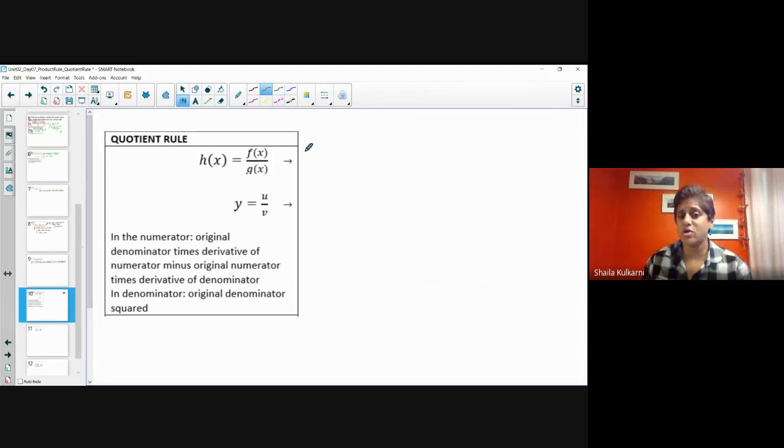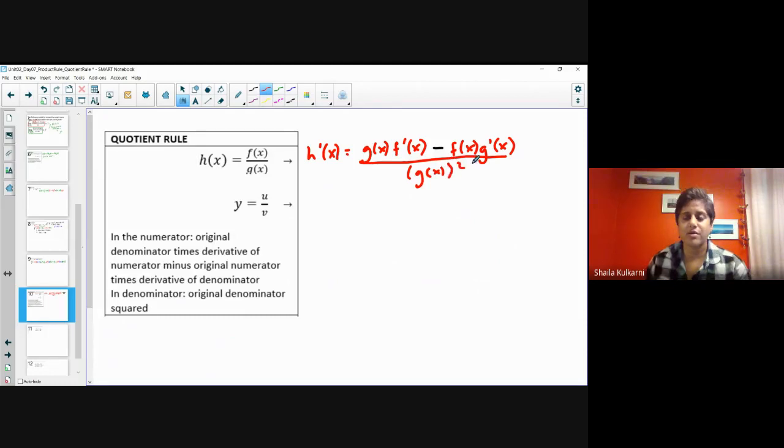Now, the quotient rule kind of starts the same as the product rule. We have f divided by g. So we're going to leave g the same. We're going to take the derivative of f, except this time around, we're going to subtract them. Then we're going to do the opposite. We're going to leave f as is. We're going to do g prime x. And then we're going to do the original denominator squared.